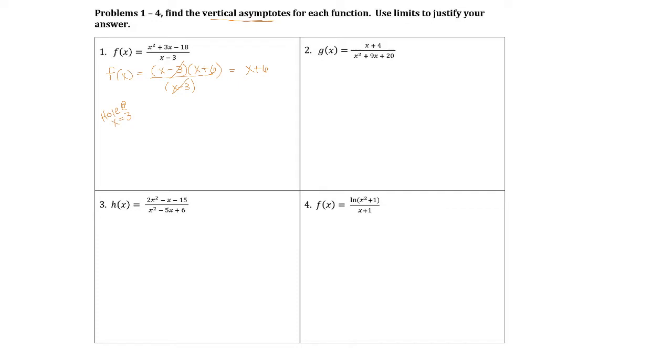So now our function f of x is x plus 6, and we are looking for vertical asymptotes, which is going to be where you set the denominator equal to 0. Well, this one has no denominator to set equal to 0, so for number 1, there are no vertical asymptotes.